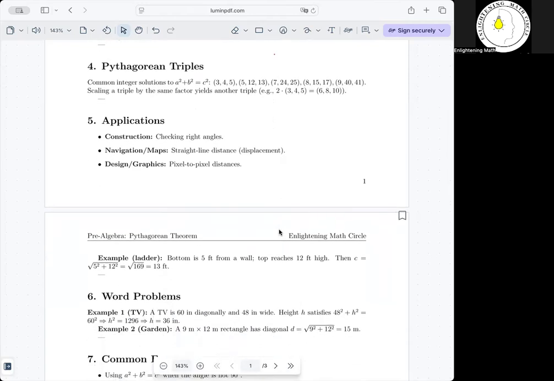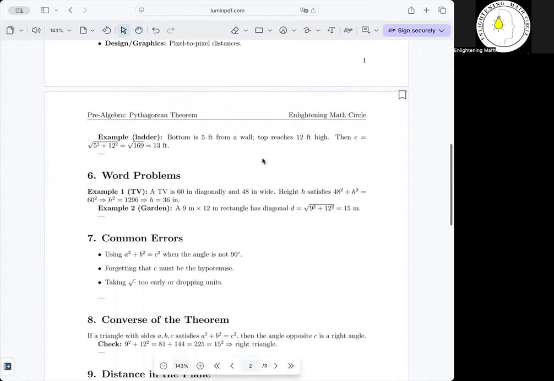So, applications of the Pythagorean theorem: checking right angles when you have all the other sides. If you have all sides and you know it's a Pythagorean triple, then you know that one of the angles is a right angle. Mapping straight line distances or displacement, which is a subject that you'll learn later on. And then designing, once again, it's similar to distance.